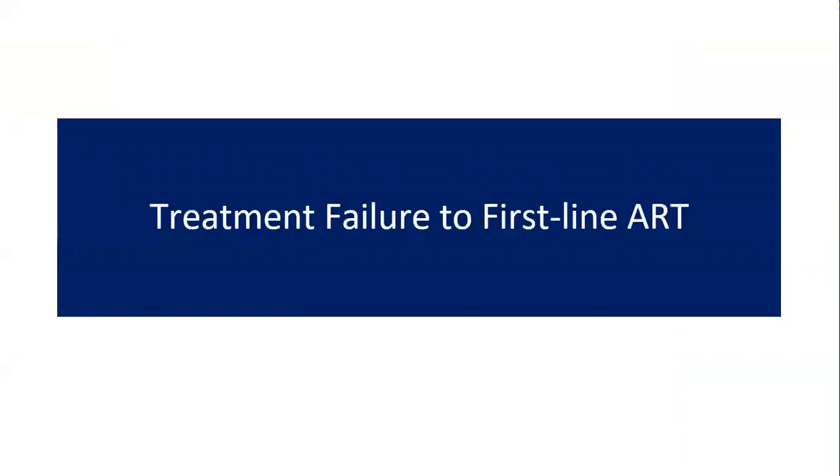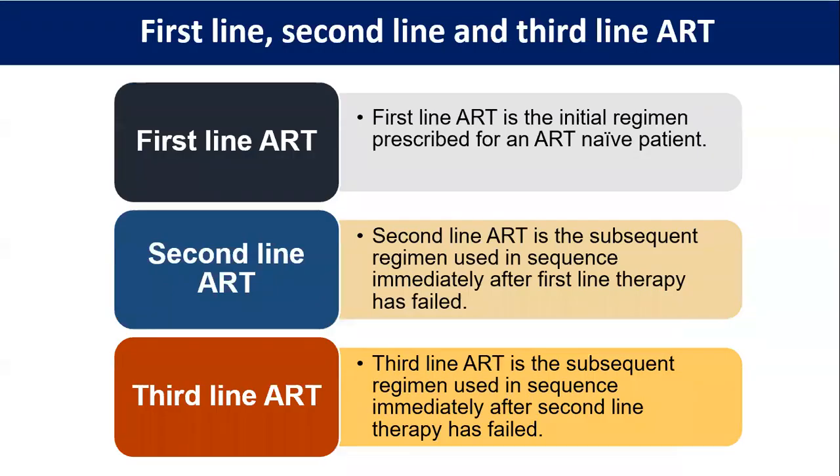Now, treatment failure to first-line ART. So what is first line, second line, and third line? First-line ART is the regimen a patient who is naive to ART receives for the first time. Second-line ART is the subsequent regimen recommended for the particular patient after the failure of the first-line ART. And third line is the subsequent regimen used in sequence immediately after second-line therapy has failed.